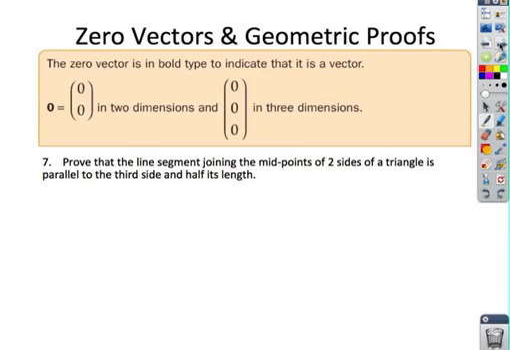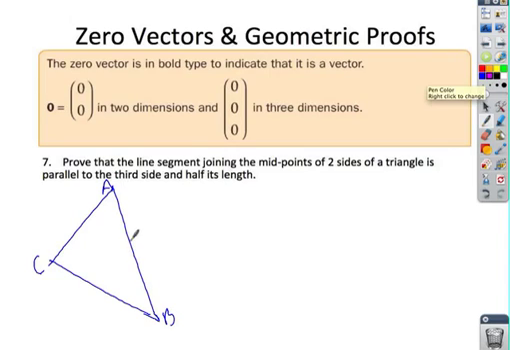This last example here is just a way of showing or proving that when you join the midpoints of two sides of a triangle, the side that you add is parallel to the third side and half of its length. So we could just draw a picture for this. This is what we're saying. Okay, so let's say this is our triangle. We'll label it A, B, C. What we're doing is joining the midpoints of the two sides. So we're joining the midpoints of AB and BC. So we'll label those points D and E.